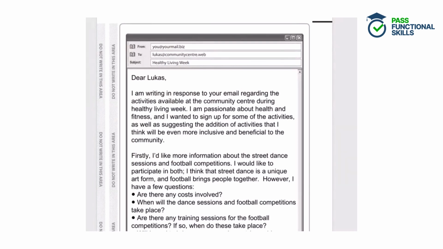Healthy Living Week. Dear Lucas, I am writing in response to your email regarding the activities available at the community centre during Healthy Living Week. I am passionate about health and fitness, and I wanted to sign up for some of the activities, as well as suggesting the addition of activities that I think will be even more inclusive and beneficial to the community.